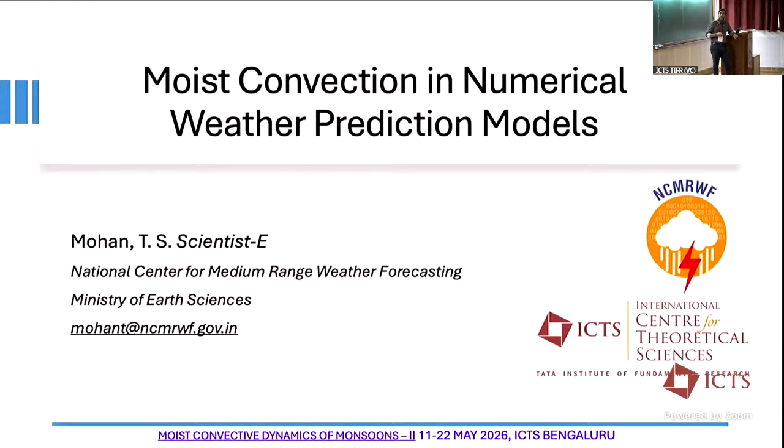So the title of my talk looks very generic, but I'm not talking about all NWP models. I'm talking about the medium range weather prediction model that NCMRWF has, which is called the Unified Model from the Met Office. So I will be discussing more about that model.